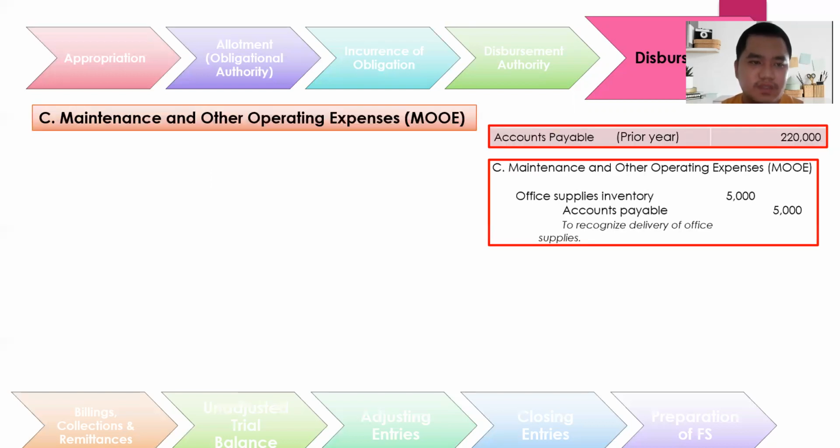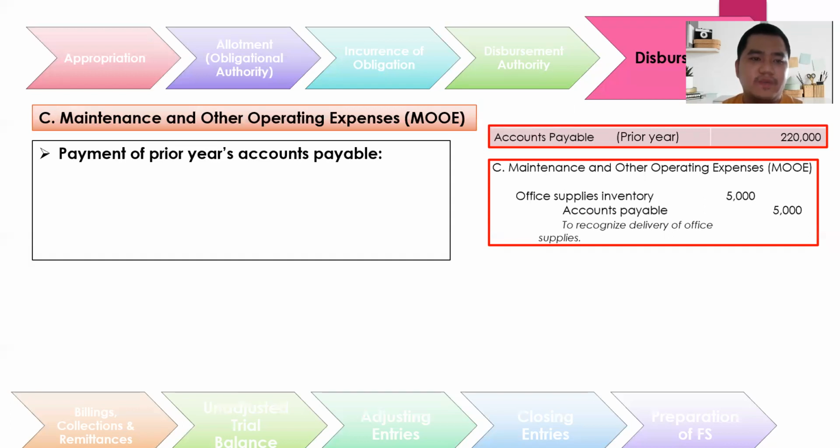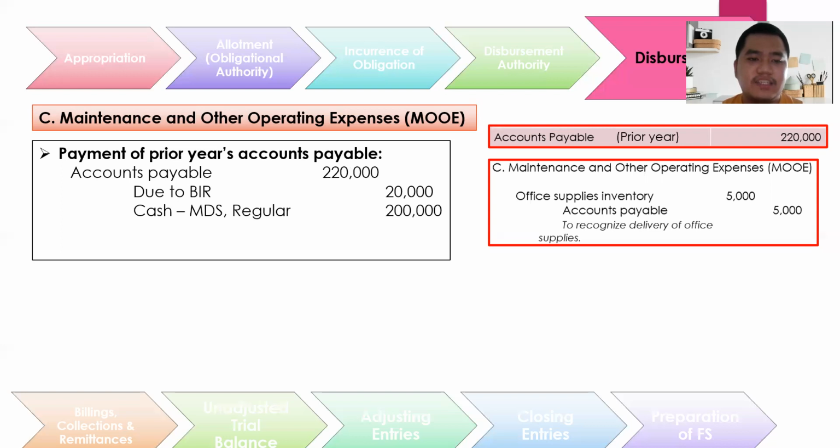For the third object of expenditure, maintenance and other operating expenses, we're going to first settle the accounts payable in the prior year. This pertains to the purchase of office supplies last year, probably. So the entry will be debit to accounts payable for 220,000 and debit to due to BIR 20,000, credit cash MDS regular 200,000. As you can see, there's also withholding tax of 20,000. So to recognize payment of prior year's accounts payable.